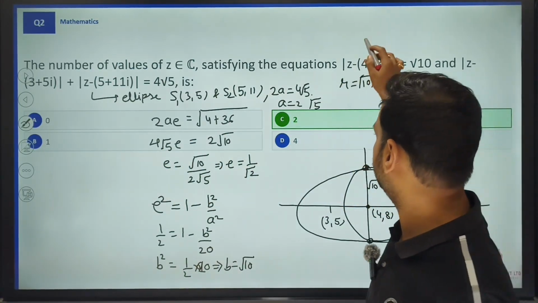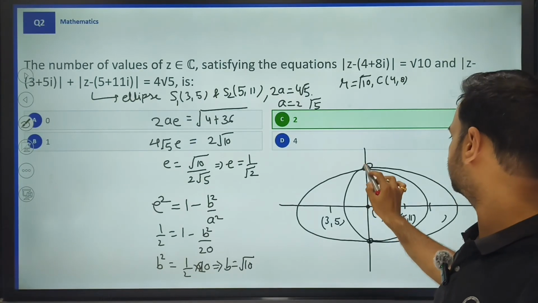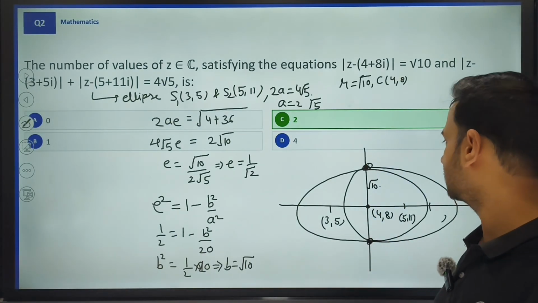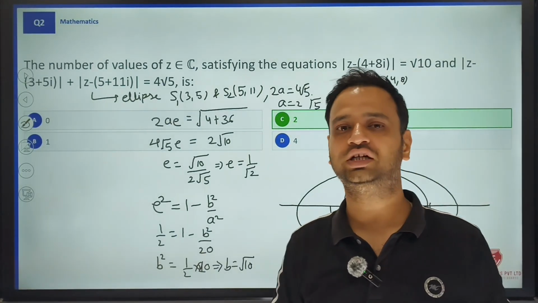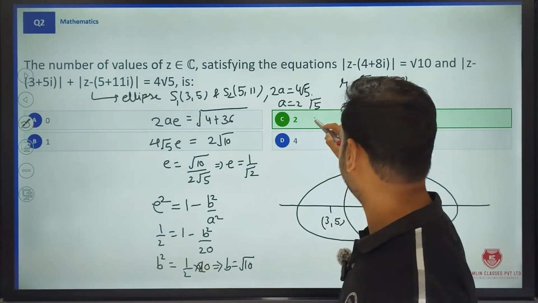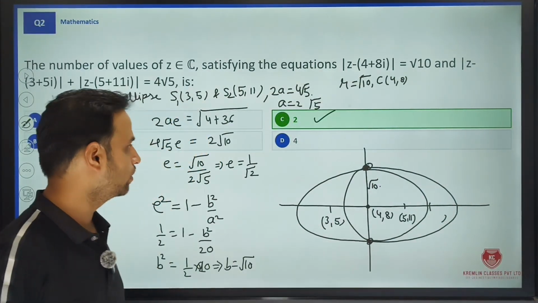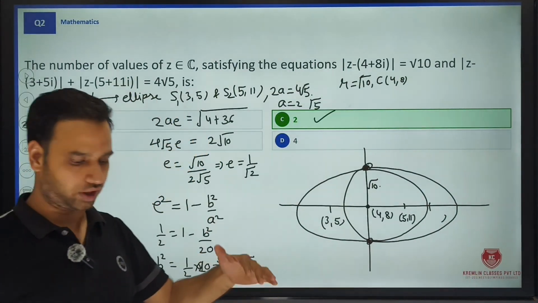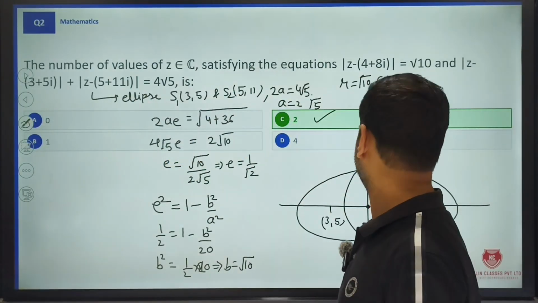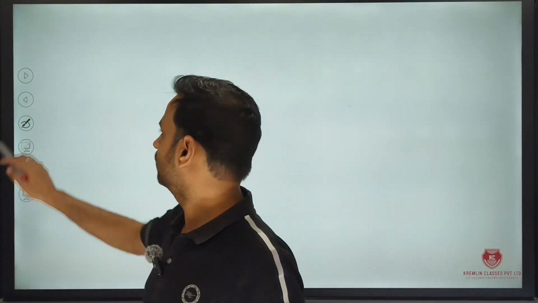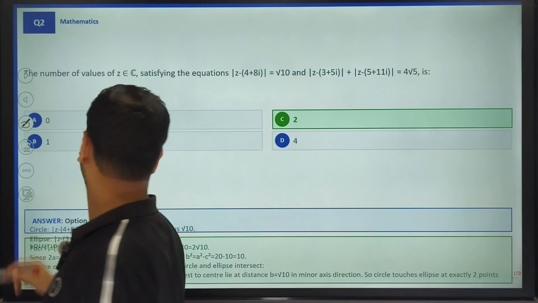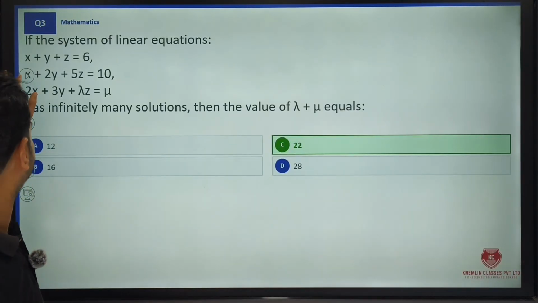So the values of z which satisfy both of these are this first point and this second point. These 2 points will satisfy both the equations. So the number of solutions will be 2. We will provide you the PDF in the description section of this video. Yes, see, the answer is 2.